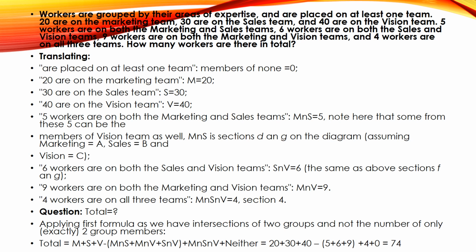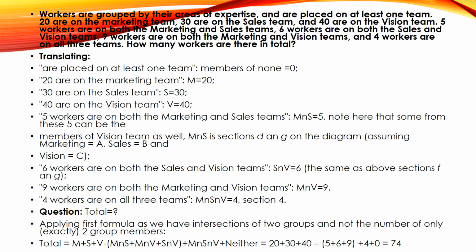Assuming marketing is equal to A, sales is equal to B, and vision is equal to C. 6 workers are on both the sales and vision teams, S∩V is equal to 6, the same as above sections F and G. 9 workers are on both the marketing and vision teams, which is M∩V is equal to 9. 4 workers are on all three teams, which gives us M∩S∩V is equal to 4, which is section G.